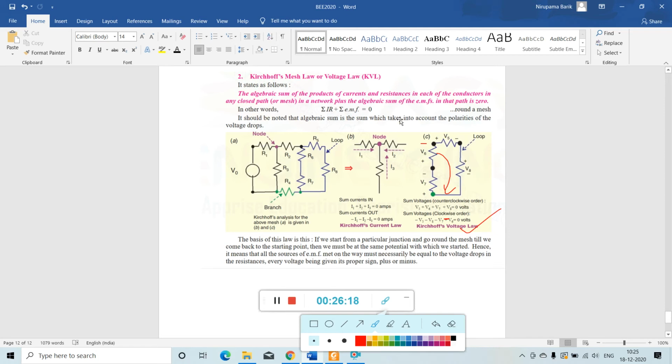Just remember the statement and know the technique to find the KVL equation from a closed loop or a mesh. We will discuss KCL and KVL in detail by solving some problems in the next class.